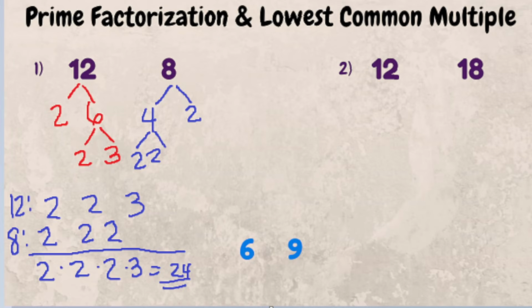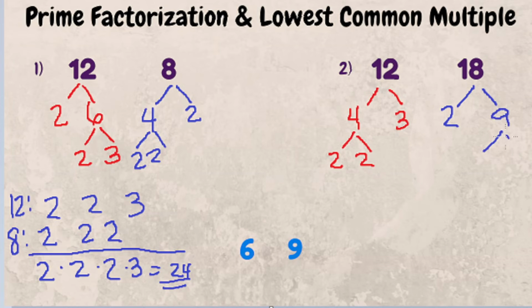Second example, what is the least common multiple of 12 and 18? So for this one, let's start with a different pair of factors. Let's start with 4 times 3, just so you can see you get the same answer. 4 goes into 2 times 2, and you can see 2 times 2 times 3. Now, the factors of 18 are going to be, we'll do 2 times 9, and 9 is broken down further into 3 times 3.